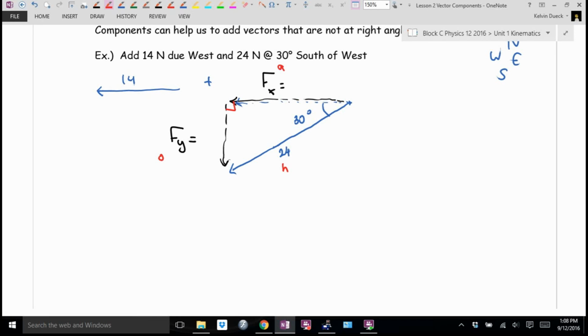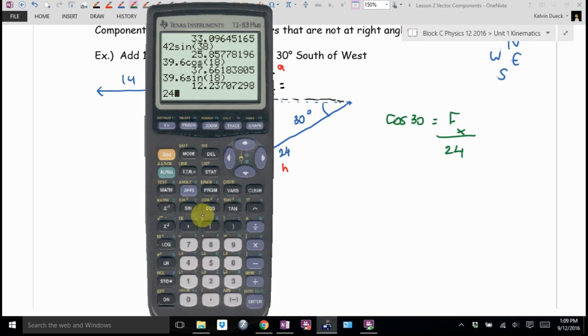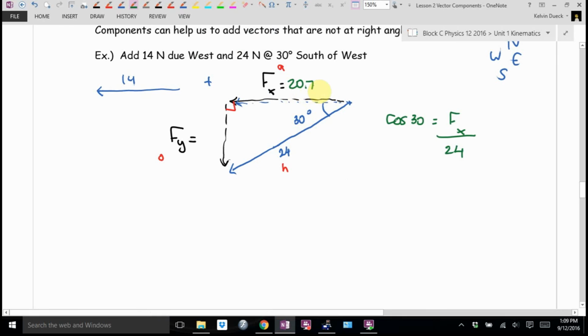Okay, let's find Fx first. Marcus, Fx, which trig function? So it's going to be cosine of 30 equals Fx over 24. Natalie, how would I get the Fx by itself? If you want to right now go straight to your calculator and go 24 cos 30 without writing that down, I'm fine with that. If you're comfortable doing that, and it sounds like you are, I'm going to put 20.7846. That's lots of extra sig figs. That'll guarantee that I'm accurate to my 3 sig figs at the end.